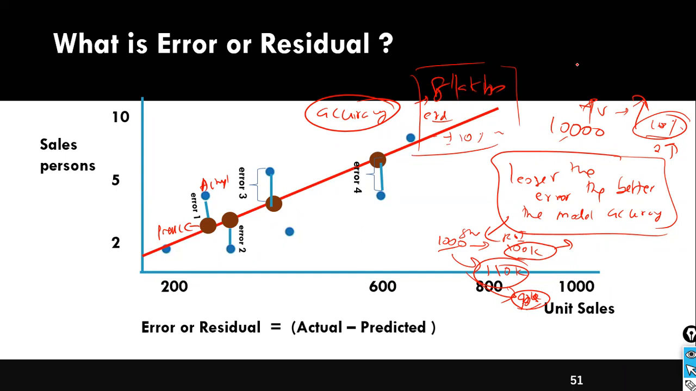One second, please, sir. Somebody is knocking. Sorry, I got someone knocking at the door.